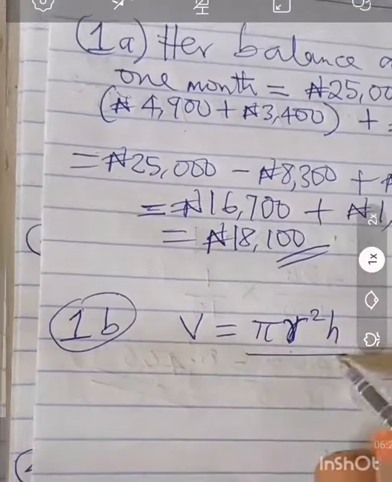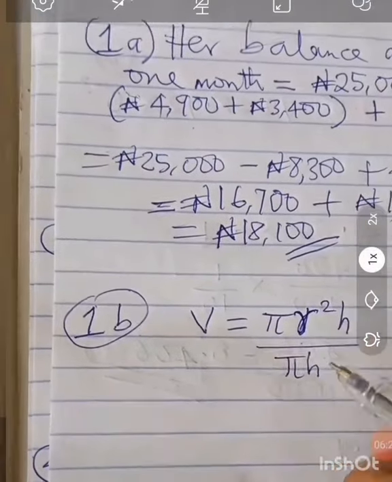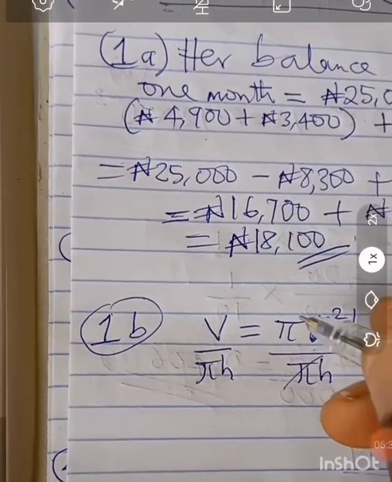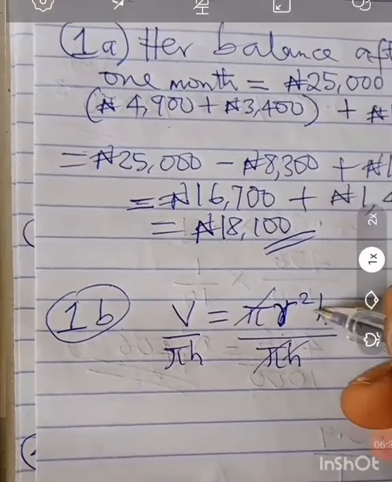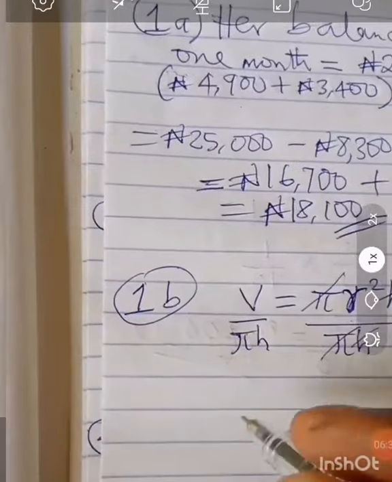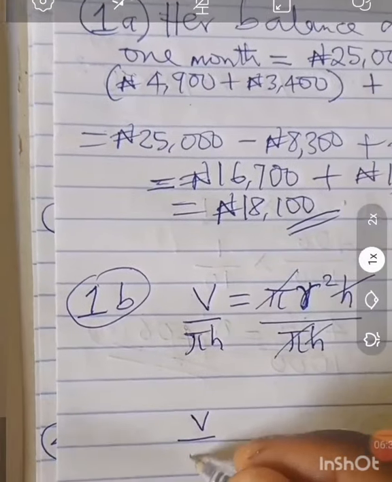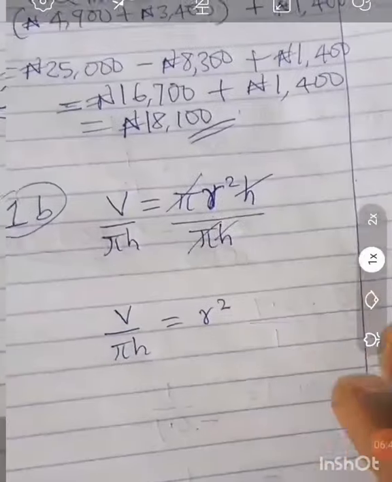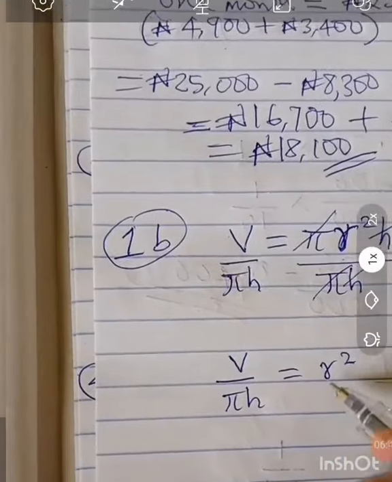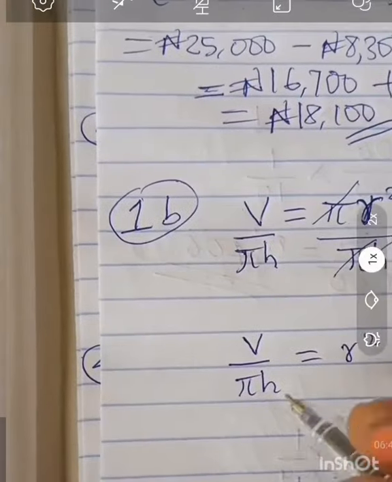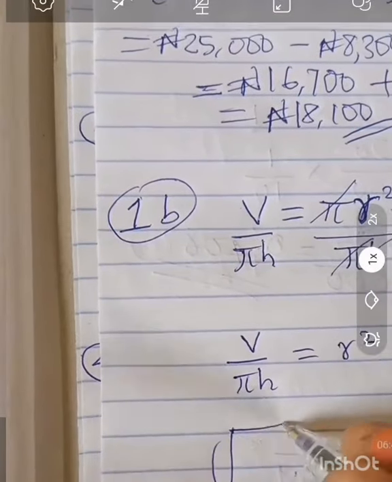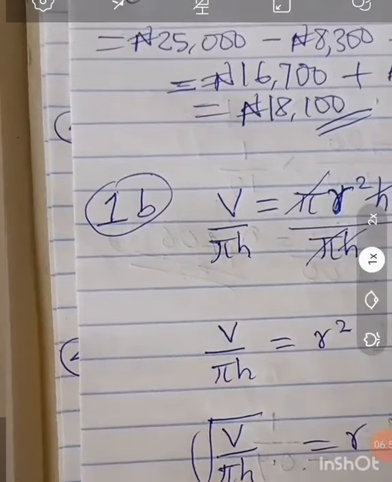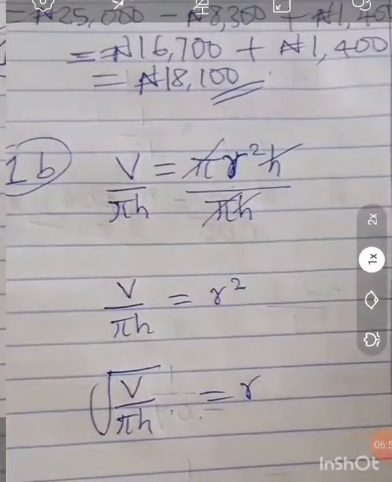So I'll divide both sides by pi h. That way, this will cancel this, and that is all. So I have v over pi h equals r squared. Now I have r squared, not r. So for me to remove this square, I have to take the square root of both sides. That means this will become the square root of v over pi h equals r. So with that, this has gone out.